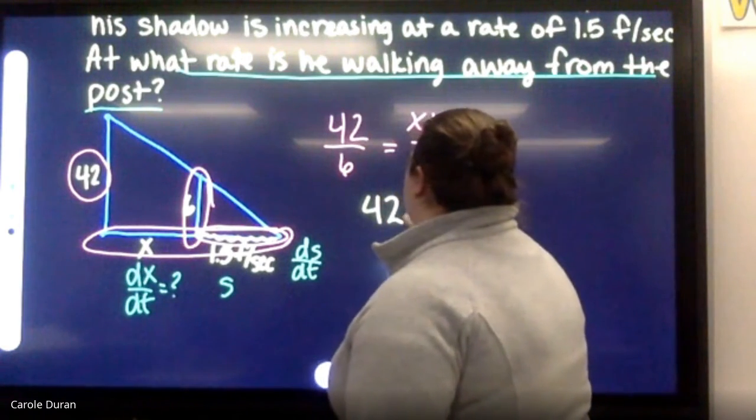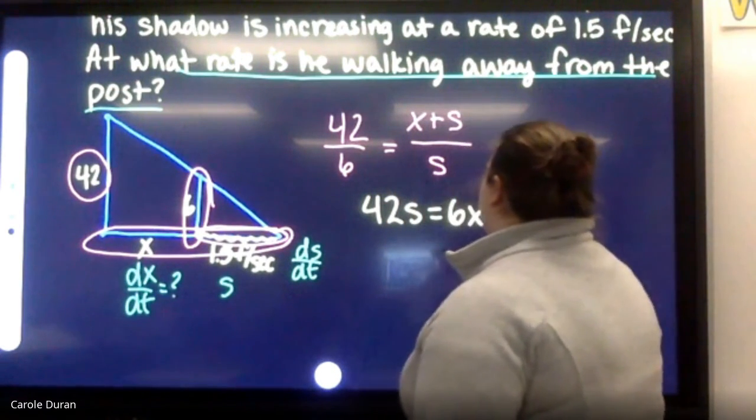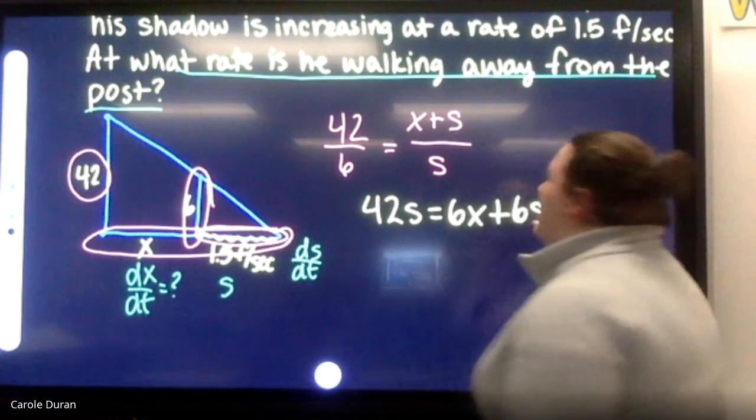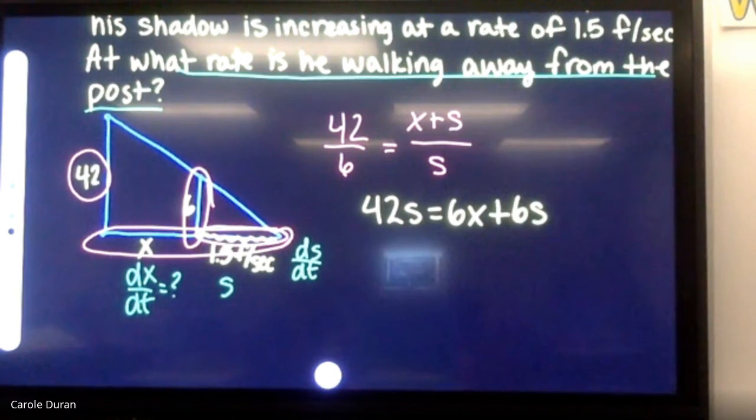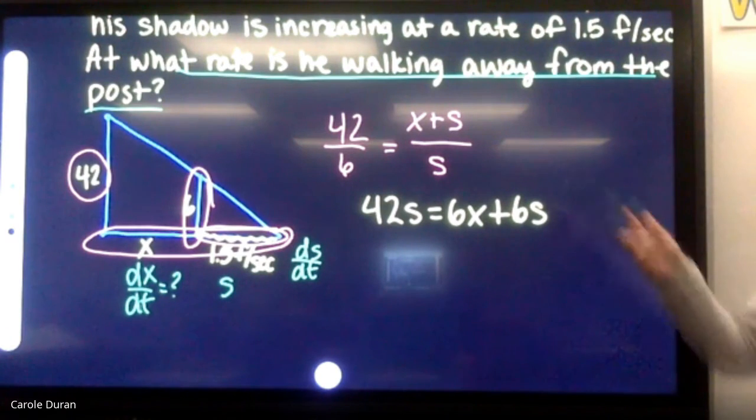When we do, we get 42S equals 6x plus 6S. Then what can I do? Subtract the S, right?